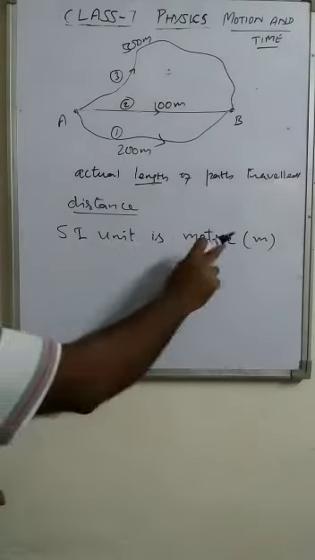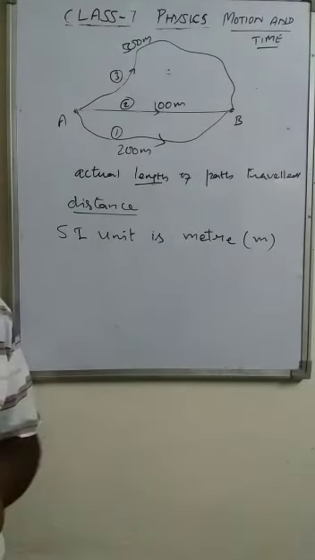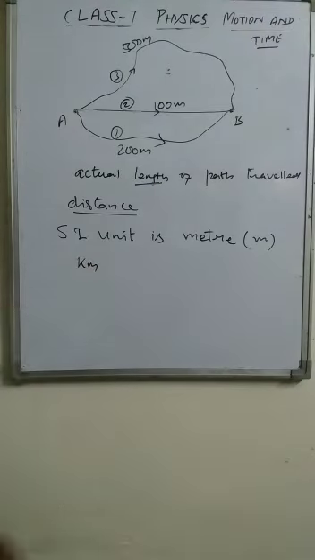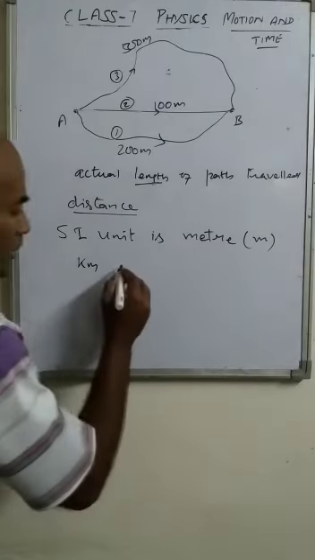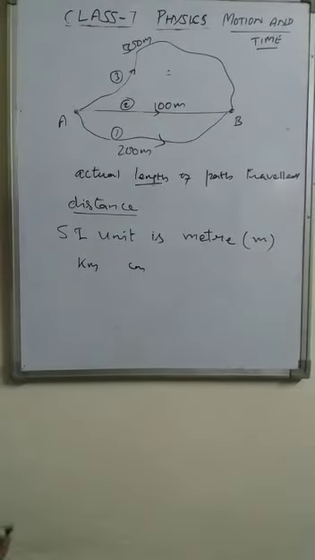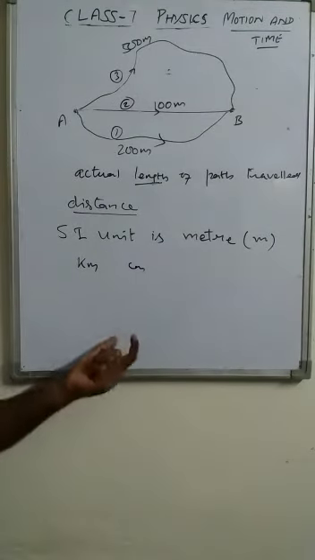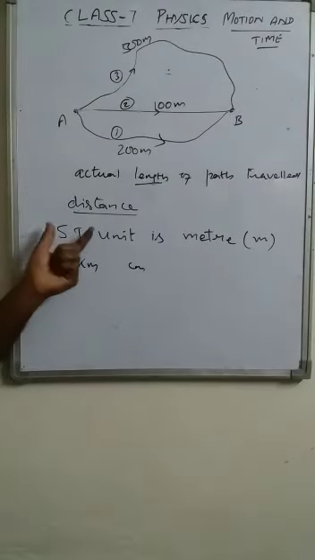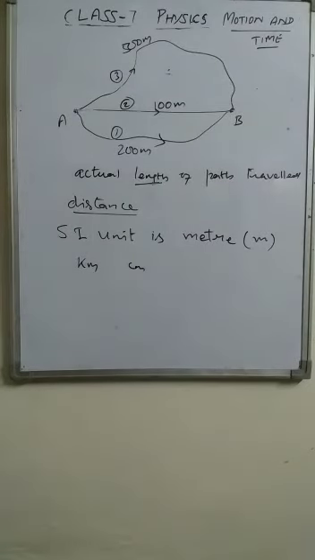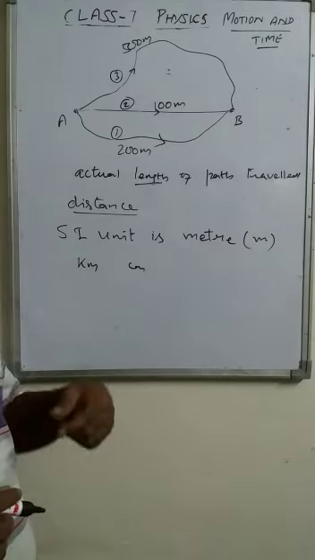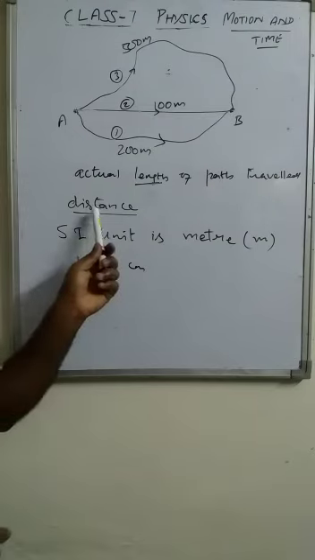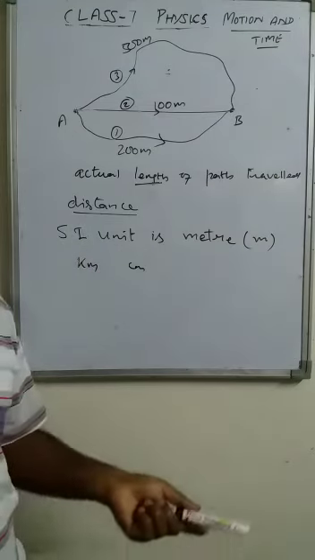But the SI unit is not always used. Sometimes we use kilometer. If the distance is longer, we use kilometer. If the distance is smaller, we use centimeter or millimeter. Any unit can be used, but the SI unit is meter. That is the distance. And further, we will discuss the quantities related to distance in the next session.